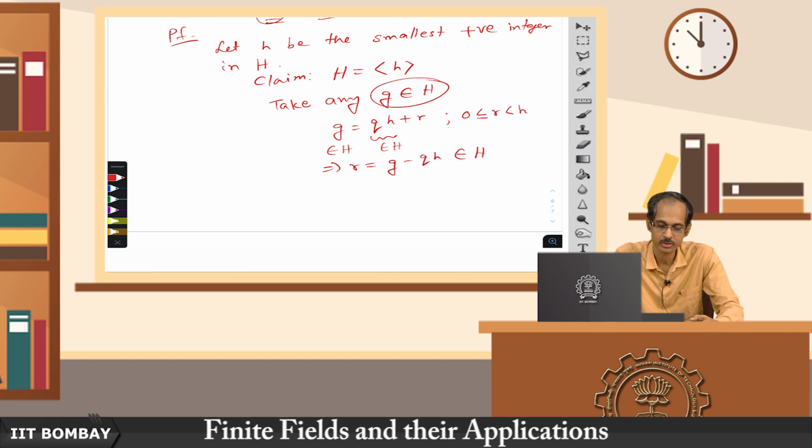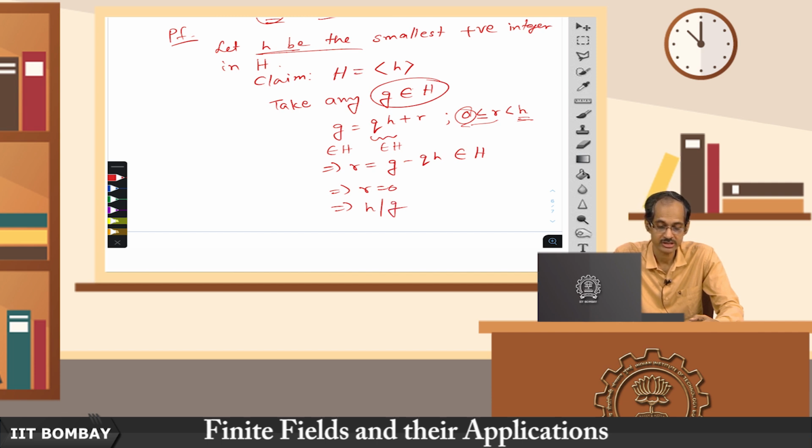So, r cannot be positive, because if it is positive, r will be smaller than h, and that will contradict the choice of h. h is the smallest positive integer in H. So, r must be 0, it cannot be positive. That implies r equals 0, which means that h divides g.